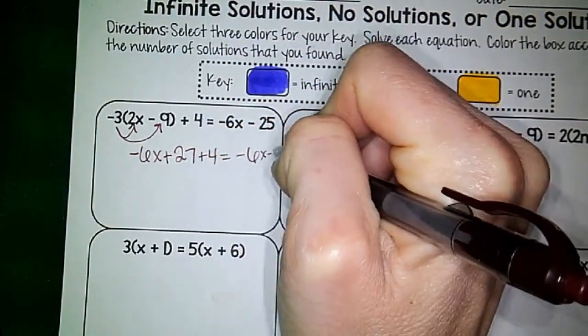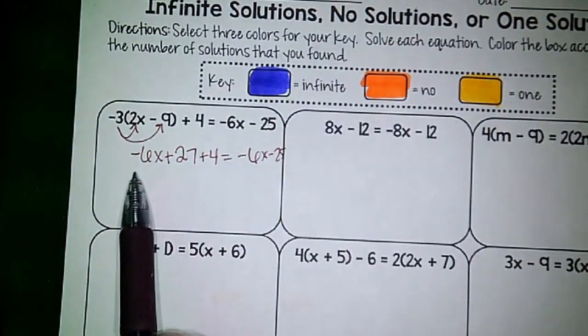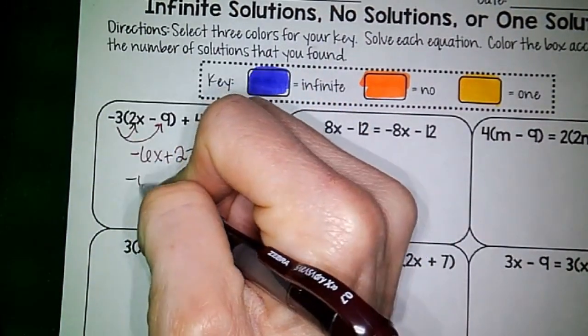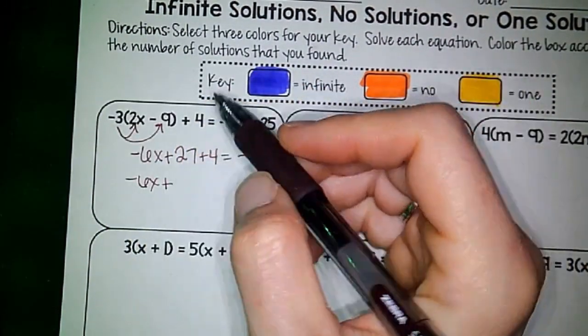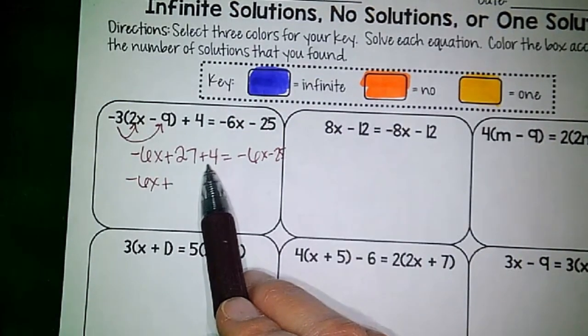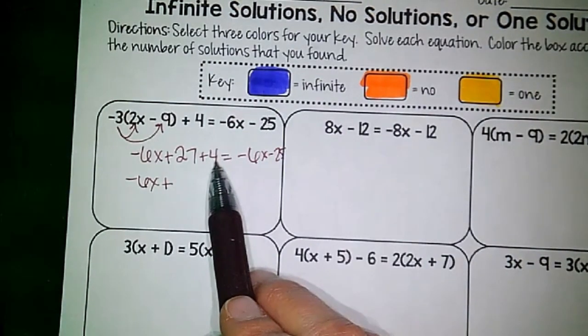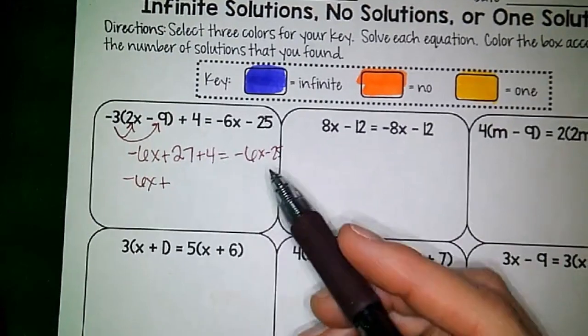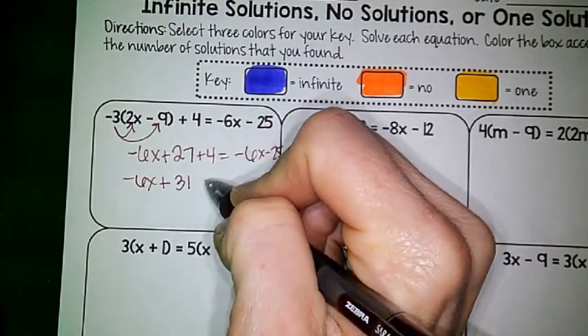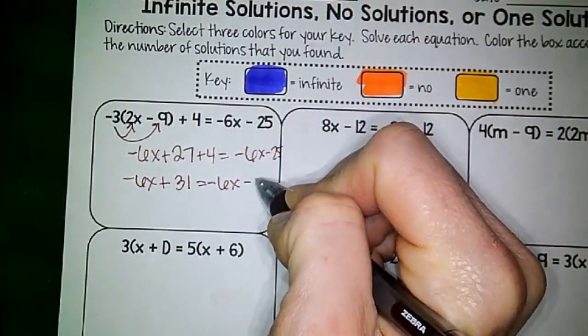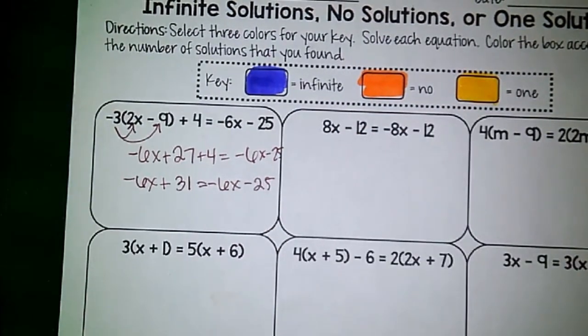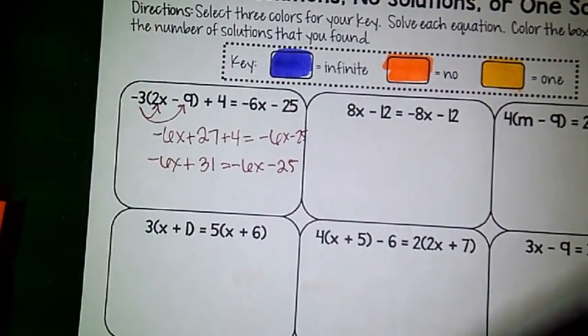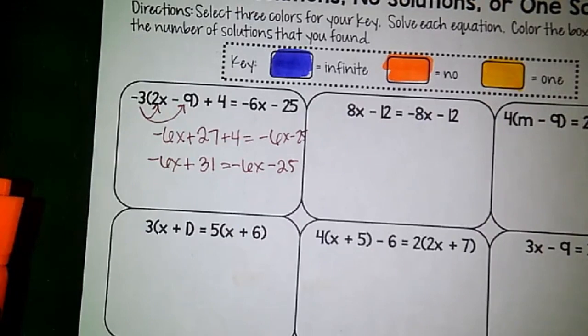Okay, let's combine like terms. So we have negative 6x plus 27 plus 4 is 31 equals negative 6x minus 25. Okay, infinite, none, or 1. Do we need to do anything else? No. What is it? It's none.